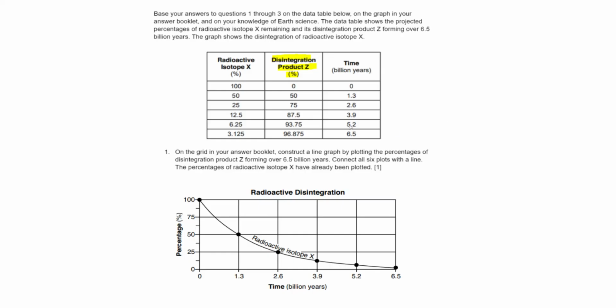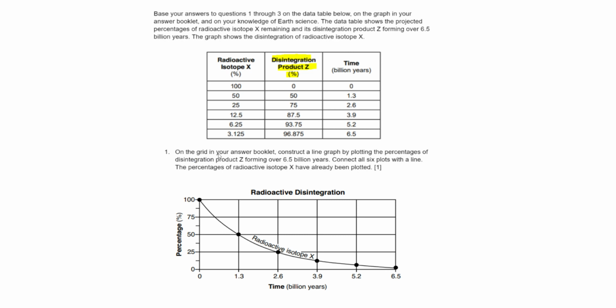Hey guys, so we're working on part 9 of the Regents Review short answer questions in this video. So question number 1, base your answers to questions 1 through 3 on the data table below, on the graph in your answer booklet, and on your knowledge of earth science. The data table shows the projected percentages of radioactive isotope X remaining and its disintegration product Z forming over 6.5 billion years. The graph shows the disintegration of radioactive isotope X.